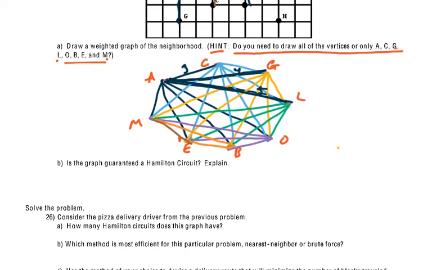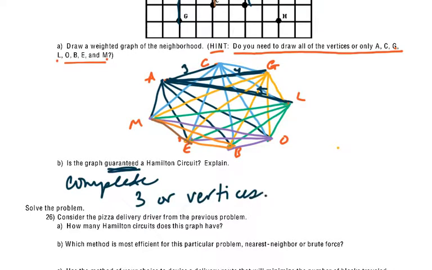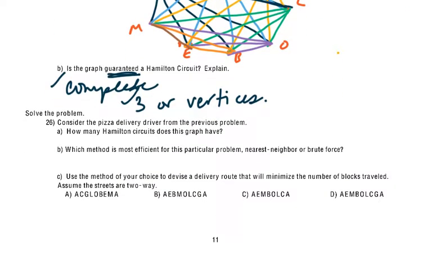Is this graph guaranteed a Hamilton circuit? Yes. Remember that in order to guarantee it, it has to be complete, and it has to have 3 or more vertices, and both of those characteristics are satisfied by this graph. Now, consider the pizza delivery driver from this problem. How many Hamilton circuits does this graph have?